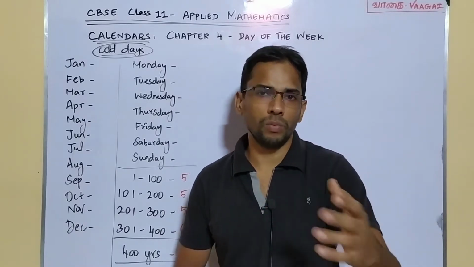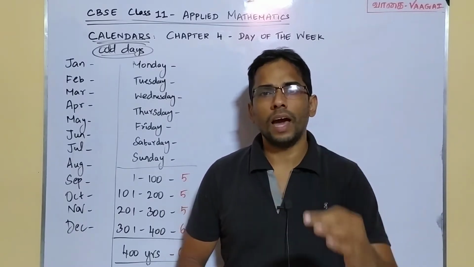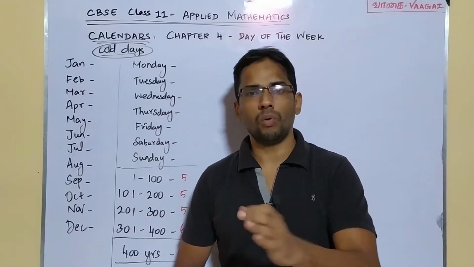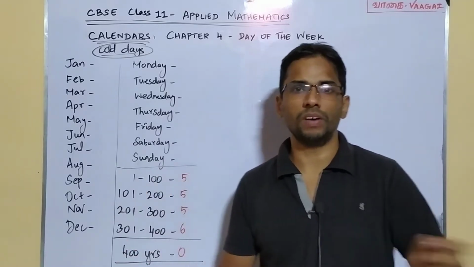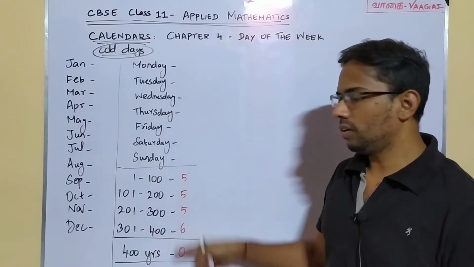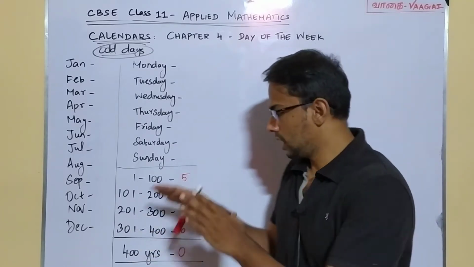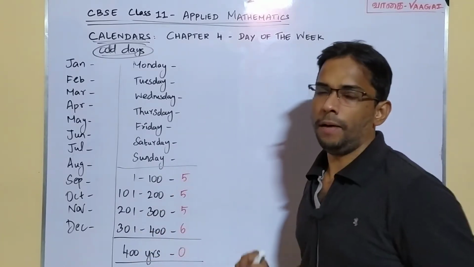So that's the reason we say that the calendar repeats every 400 years. This is a very important statement we have seen there, and we have to keep it in our mind. Okay, so about years, it is okay.